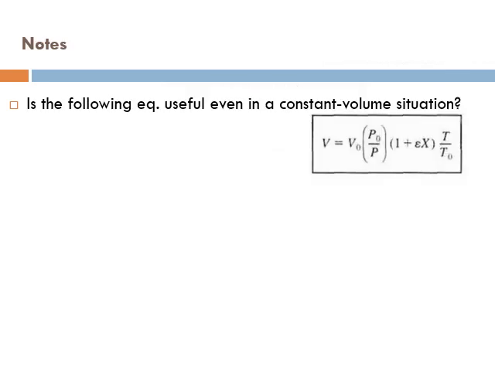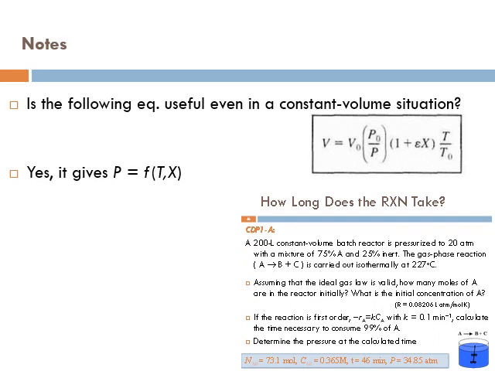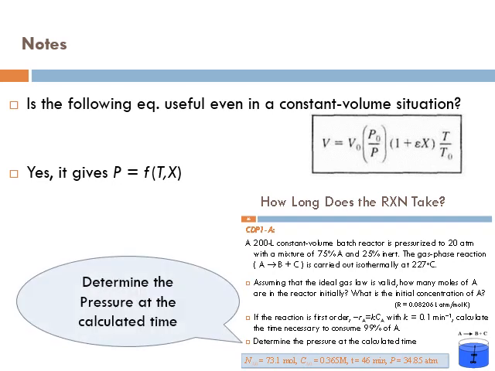I have a question for you. Is the following equation useful even in a constant volume situation? So a case where V equals V naught, is this equation still useful? And yes, it is, because if you have V equals V naught, then you can rearrange the equation, and now you have P as a function of X and T, and you can use it in this example that we have solved in chapter 1.